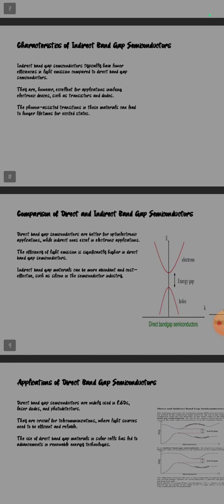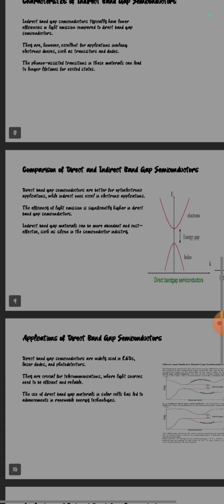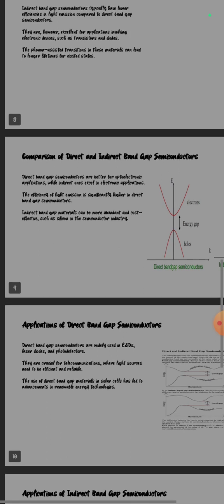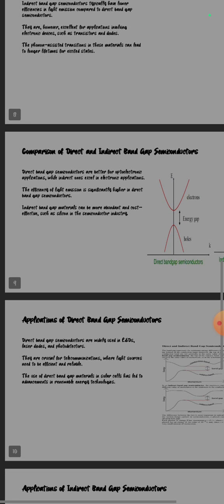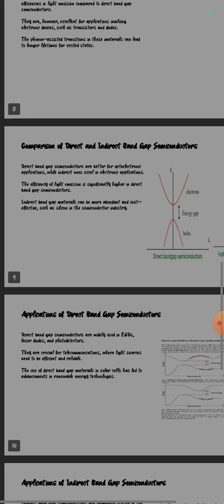Comparison of direct and indirect bandgap semiconductor. Direct bandgap semiconductors are better for optoelectronic applications, while indirect ones still serve electronics applications. Efficiency of light emission is significantly higher in direct bandgap semiconductors. Indirect bandgap materials can be more abundant and cost efficient, such as silicon in the semiconductor industry.